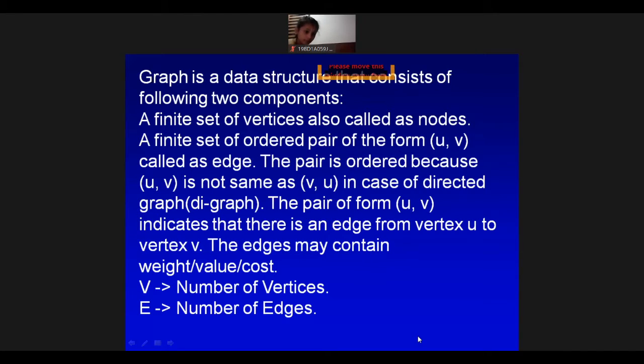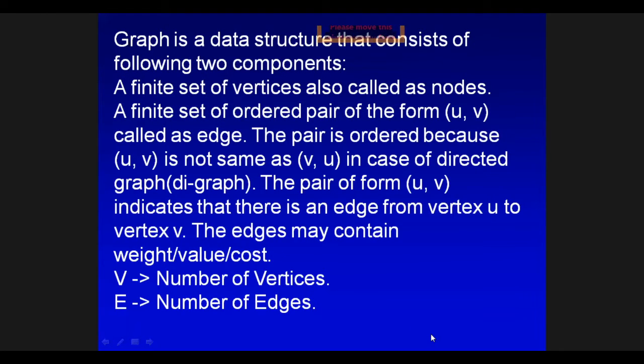So, a finite set of ordered pairs of the form (U, V). So graph G of (U, V) means this graph has pairs called (U, V). The order is also very important, because whether you say UV or VU, in the case of directed and undirected graphs, if it is a directed graph, the pair form is very important.